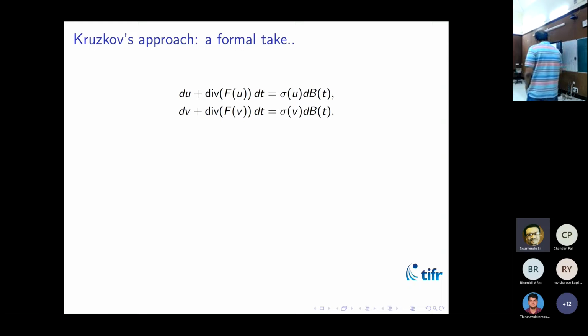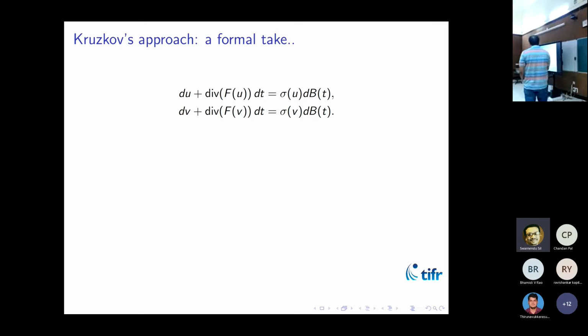So let me briefly explain what this Kruzhkov approach is and why it works for the stochastic case as well. The first thing is why the entropy solution gives you uniqueness here. Suppose you have these two dynamics, and on the right-hand side is the simplest form of stochastic conservation laws.